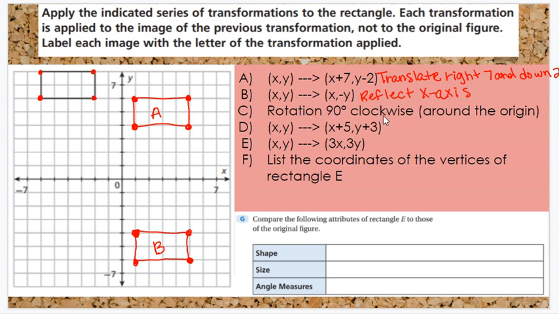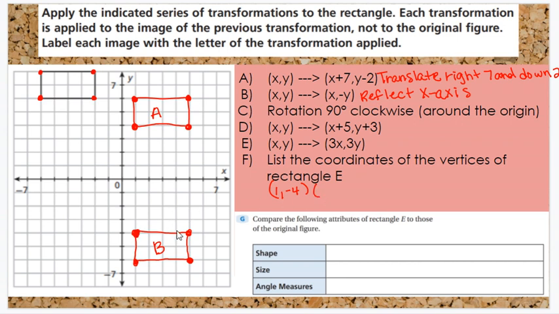C says rotate 90 degrees clockwise around the origin. So we're going to rotate B 90 degrees clockwise. A clock, remember, always turns to the right. So we're going to go from quadrant 4 to quadrant 3, 90 degrees. Let me write down my original coordinates here. This point right here is at 1, down 1, 2, 3, 4, so it's at 1, negative 4.